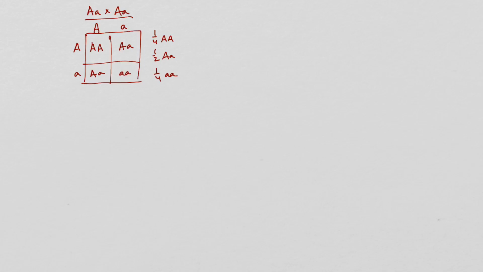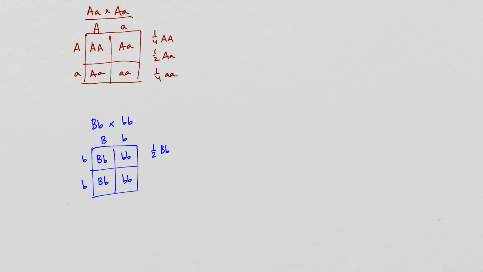Let's do another fun cross between a heterozygous individual and a homozygous recessive individual. In this case, we'll make another Punnett square, put in the possible gametes that each parent can provide, and then outline what we'll see in the offspring. Here we'll get 50% heterozygous and 50% homozygous recessive.